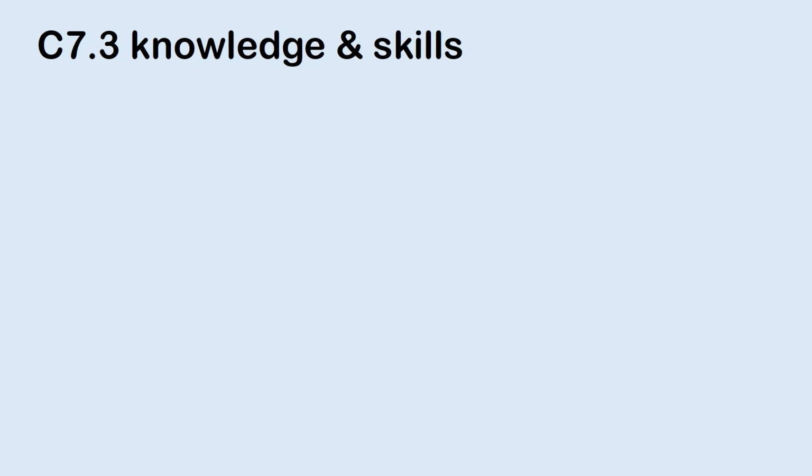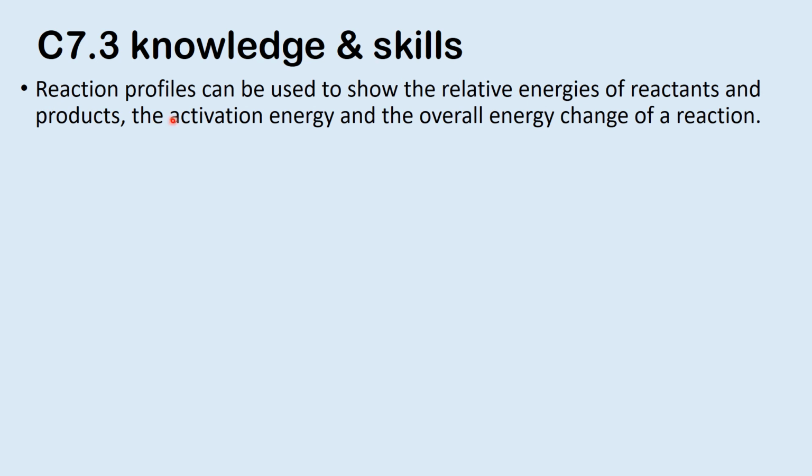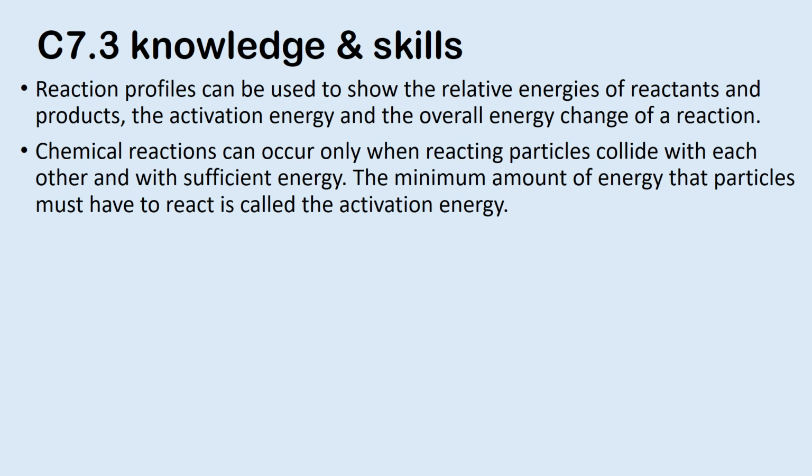Right, so let's quickly recap the things that we just did in that lesson. First of all, this reaction profile. Hopefully you can now draw a reaction profile for an exothermic and an endothermic reaction. It says the relative energies of reactants and products. Relative just means you don't need to put numbers on it. Activation energy is the energy from the reactants to the top of the peak. And the overall energy change is the difference between the reactants and the products. And the idea that these reactions can only occur if there is a sufficient amount of energy for the particles to collide, and that minimum amount of energy is what we call the activation energy.